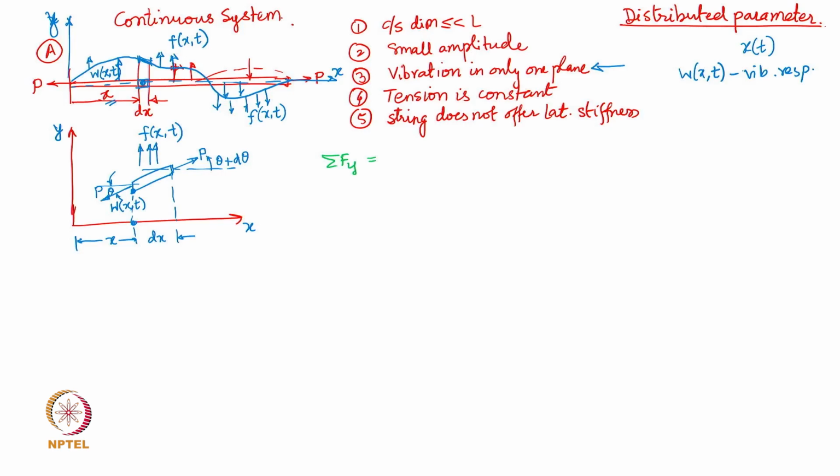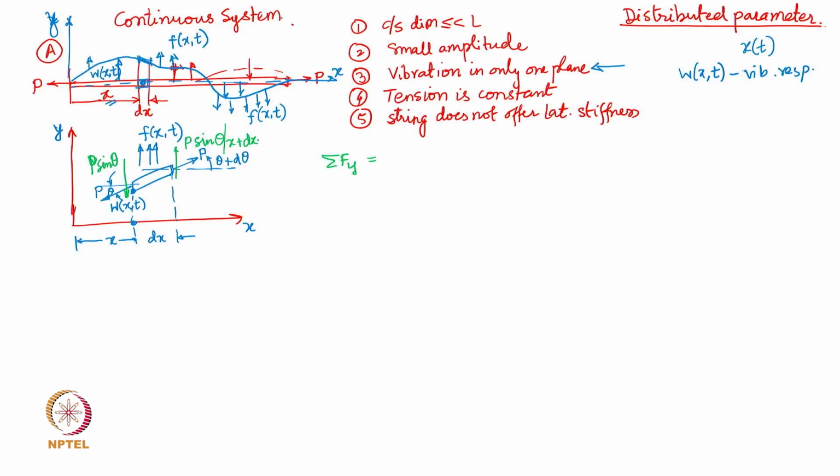Now how do you define the forces which are going to act on this elemental string? The vertical force at one end here is going to be capital P, the tension in the wire, sine theta. That is basically the vertical force acting on this side, and on this side this is going to be P sine theta at x plus dx. Okay, so the vertical component of this pulling force or tension in the string at x as well as at x plus dx.